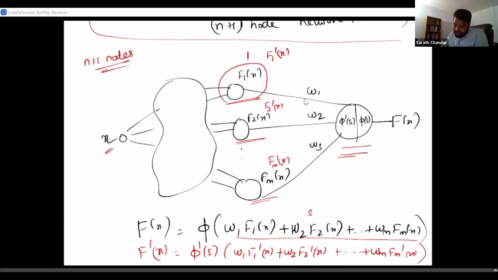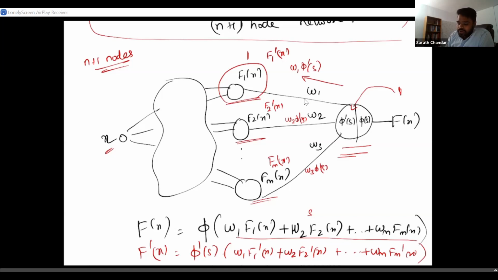All I have to do here is put a 1 here, and multiply this 1 with this phi dash of x, so that when it passes through w1, it becomes w1 times phi dash of s. When I pass through this, it becomes w2 times phi dash of s, and then w3 times phi dash of s. Then you multiply that with f1 dash of x, f2 dash of x, fm dash of x, and you get the same thing, right? So now this is exactly what backprop would do too.